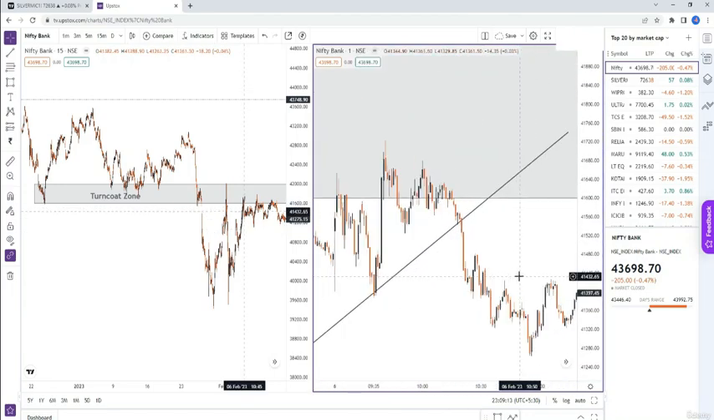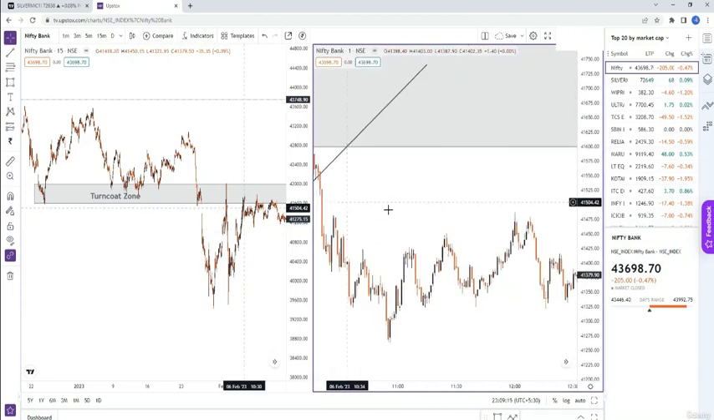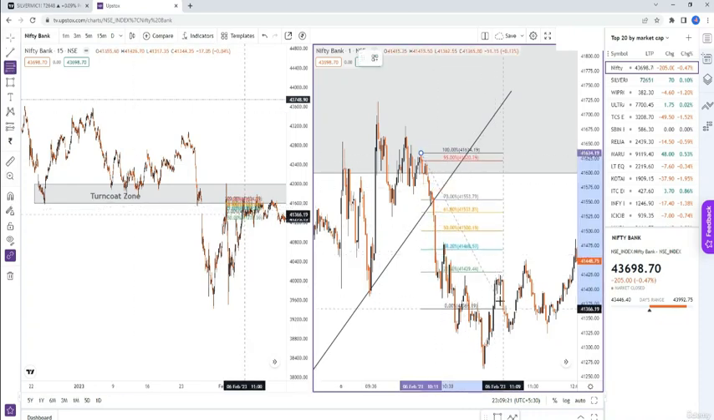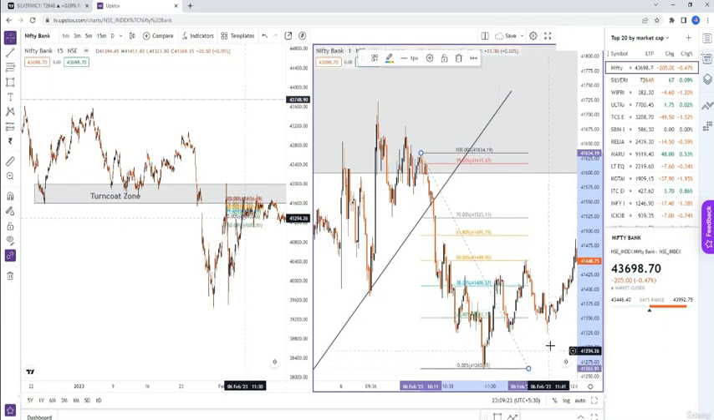Okay, and let's see if this time also we get an entry or not. So here you see we've given a breakdown to the downside. We were expecting some sort of pullback.